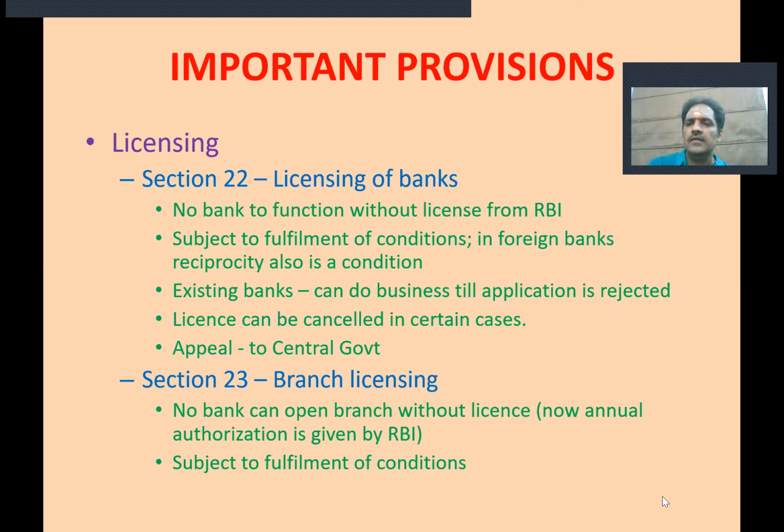Then branch licensing: no branch can operate without it. And when we say branch, it could be any operational branch, a service branch, or an ATM. Any of these are treated as branches. Earlier, there used to be an individual license application, etc. But now what RBI does is give an annual authorization to the bank, indicating the plans for opening of branches, shifting of branches, setting up ATMs, and rationalization of ATMs, and that plan is approved and has to be implemented. This is also subject to fulfillment of conditions.